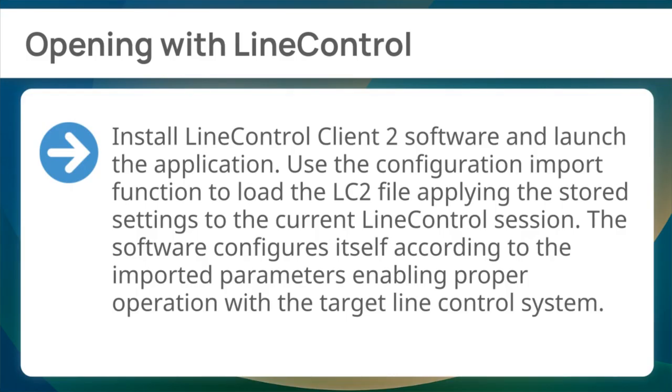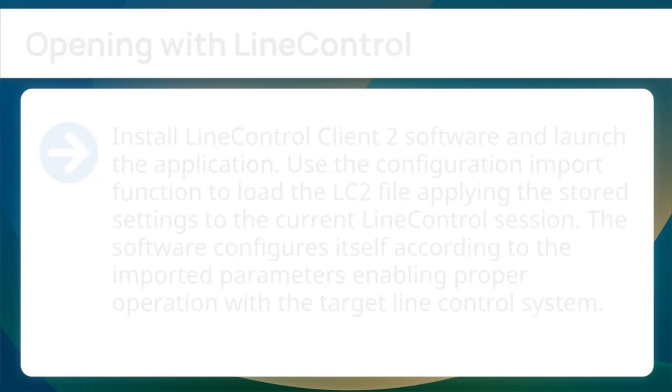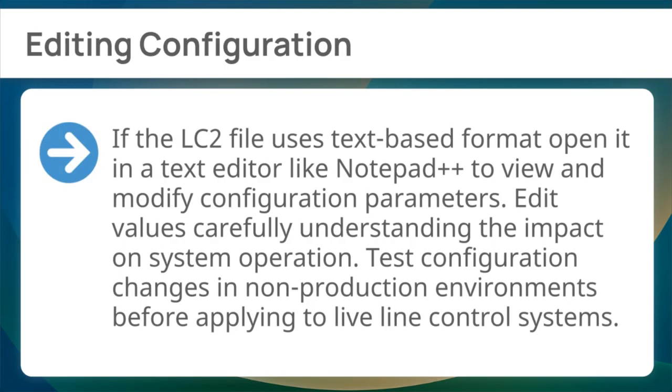Use the configuration import function to load the LC2 file, applying the stored settings to the current line control session. The software configures itself according to the imported parameters, enabling proper operation with the target line control system. Next, editing configuration. If the LC2 file uses text-based format, open it in a text editor like Notepad++ to view and modify configuration parameters. Edit values carefully, understanding the impact on system operation.